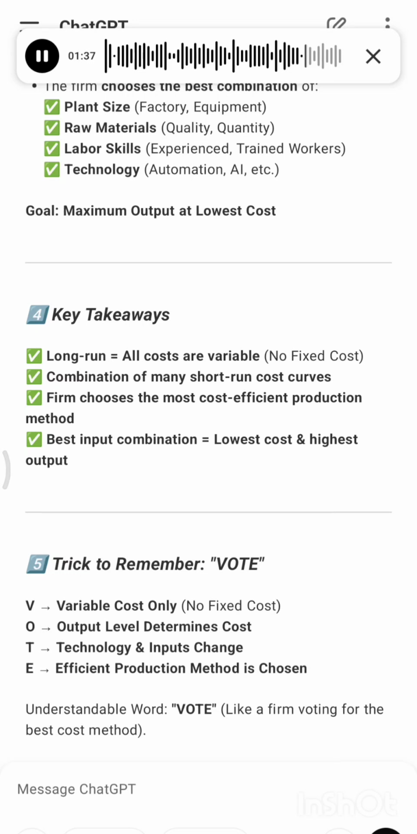5. Trick to remember: VOTE. V, variable cost only, no fixed cost. O, output level determines cost. T, technology and inputs change. E, efficient production method is chosen. An understandable word, vote, like a firm voting for the best cost method.